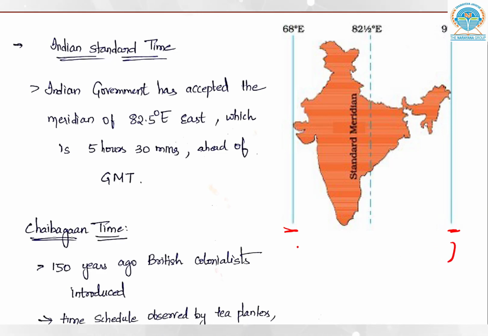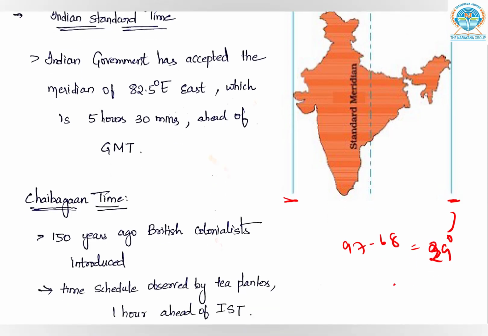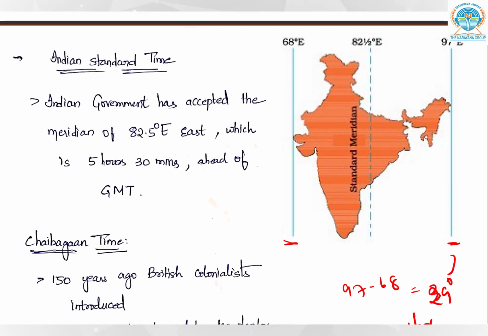So 97 degrees minus 68, what is the difference? It's almost 29 degrees. We know, right, that for every 15 degrees, it takes 1 hour to cross. For 29 degrees, it takes almost 2 hours. So there is a time gap of 2 hours between 68 degrees and 97 degrees. If we have one time at this longitude and another time at this longitude, we are going to face serious problems. Just like we discussed before, for all the flights, meetings, administration and for tourists, it will be very hard to plan. So our country has chosen a central meridian, which is 82.5 degrees east from the 0 degree meridian, as the standard time for our country.